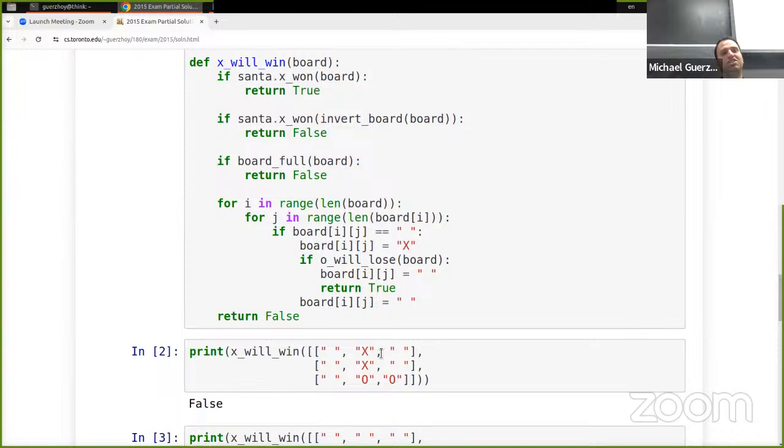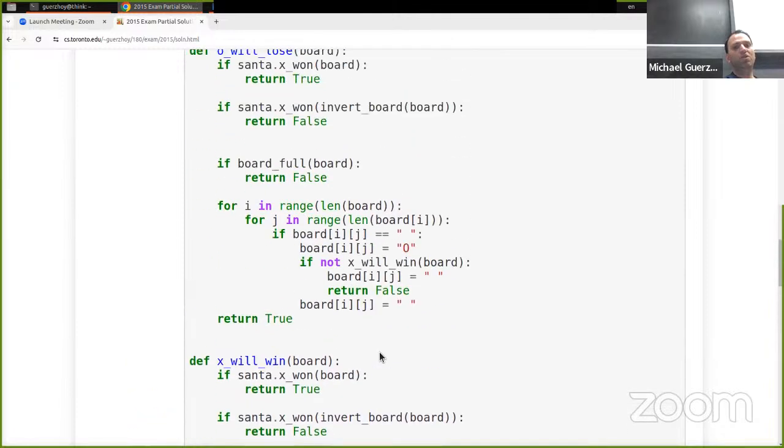And then why does it work? Well, because mathematically it works out. It's true that if there is a place where you can place the X such that O will lose, well, that means that X won. And that's what we're checking here. We're putting the X in every possible location and we find a position such that if we put the X there, then O will lose consequently, definitely, no matter what it does, then yeah, X has won.